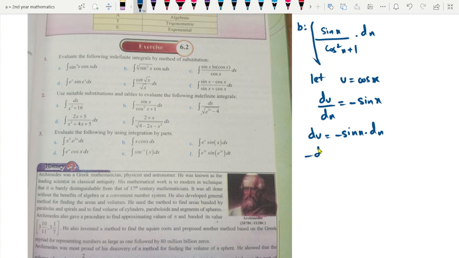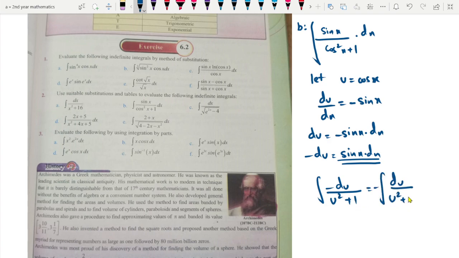So this will become minus du is equal to sine of x dx. At the place of sine of x dx I can write minus du, and at the place of cos square x I can write u square plus 1. So this is equal to integral of minus du divided by u square plus 1. We know that the integral of 1 over u square plus 1 is tan inverse of u plus c, and u is equal to cos of x. So this is equal to minus tan inverse of cos of x plus c. So this is the answer.